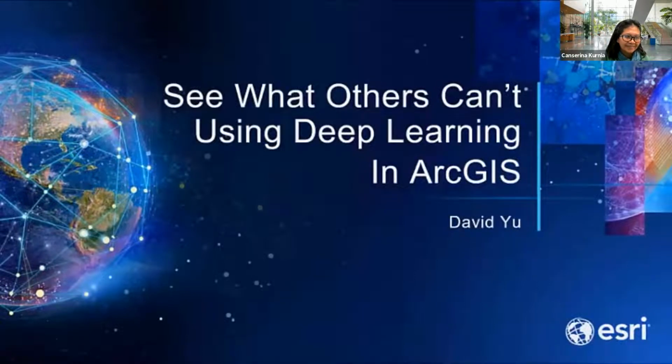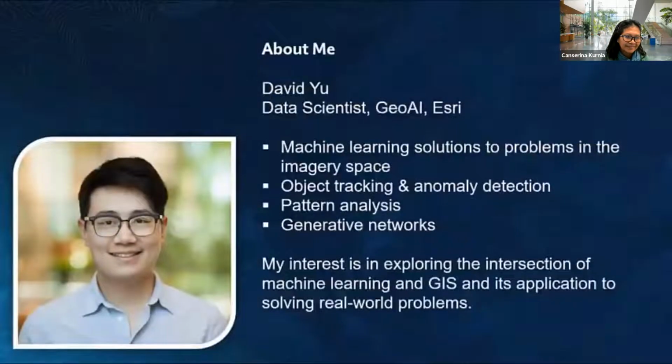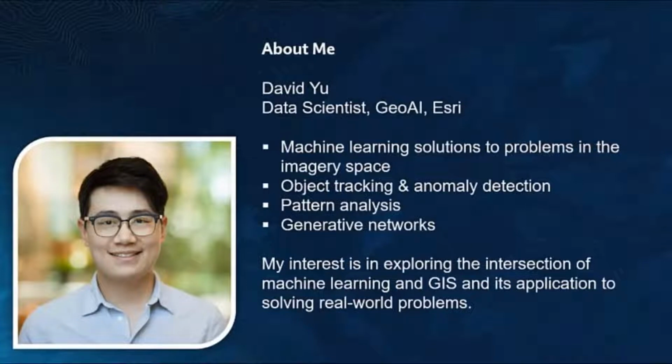First off, a little bit about myself. My name is David Yu. I'm a data scientist on the GeoAI team here at Esri. My background is in computer science, whereas Esri had traditionally been a GIS company. What that means is I spend a lot of my time trying to bring the latest and greatest tools, technologies, processes, and practices from the world of machine learning to solve real-world GIS problems. In particular, I work on things like object tracking, anomaly detection, pattern analysis, and more recently, generative networks.